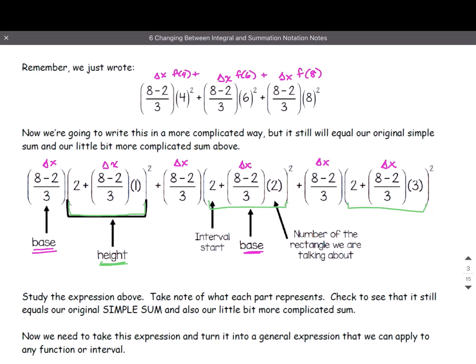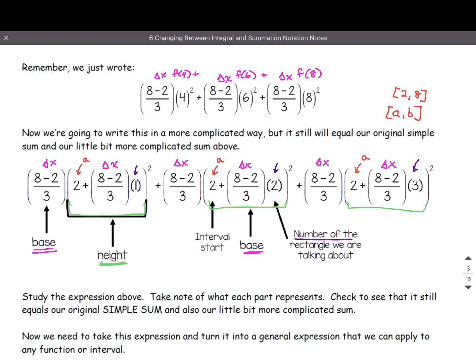But also notice this 2 is in each one of these terms. That 2 is the left endpoint, the starting endpoint of our interval, right? We're on that closed interval from a to b, which in this case is from 2 to 8. Okay, and now there's one more thing that we have in there. We've got a 1, we've got a 2, and we've got a 3.